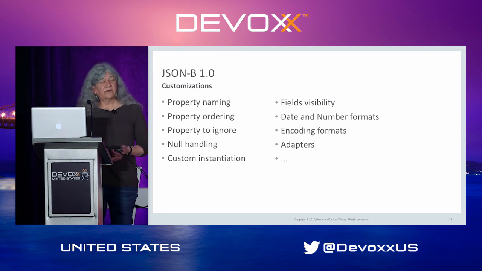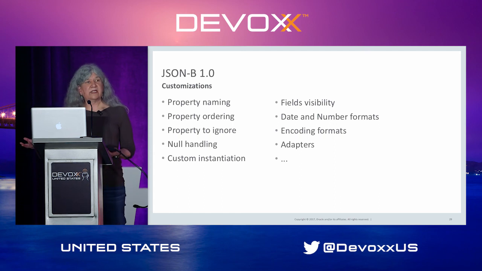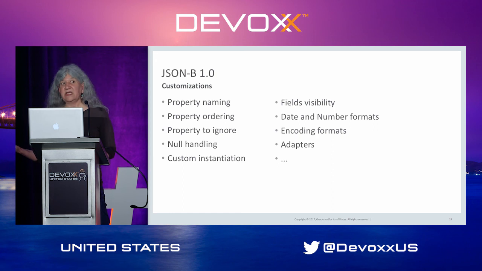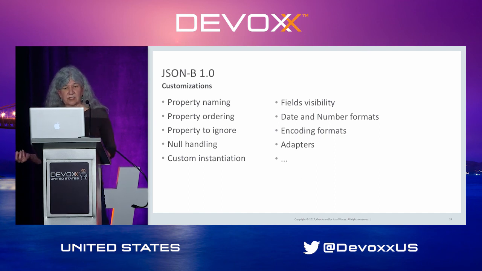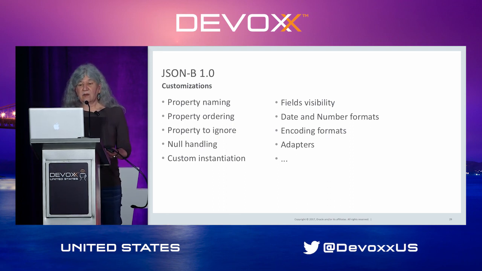So there's a fairly wide range of customizations that you can apply: the naming of properties, the ordering, if you want the ordering in the JSON document to be different, which ones to ignore, how to handle nulls, what should be visible, what your date and number formats are. And you can define custom adapters. An adapter is a class that you would implement. It should implement, I think it's called the JSONB adapter interface, which has the methods for serialization and deserialization of mappings.